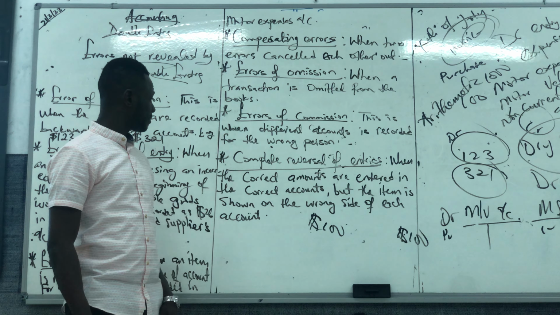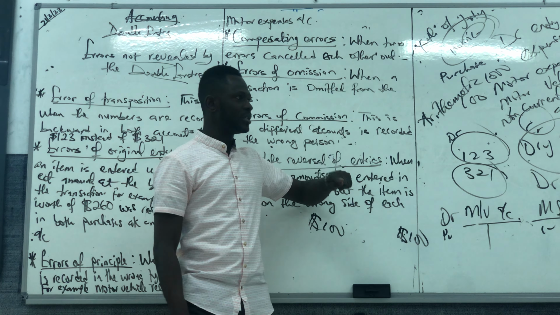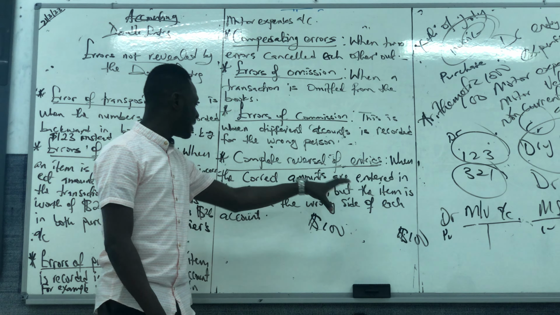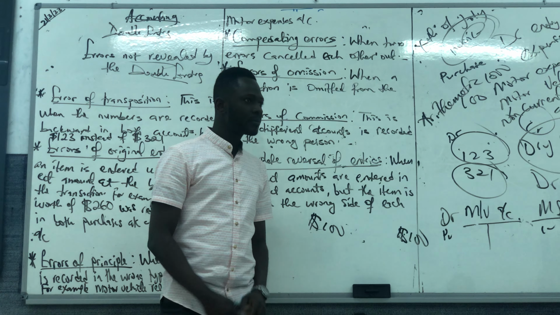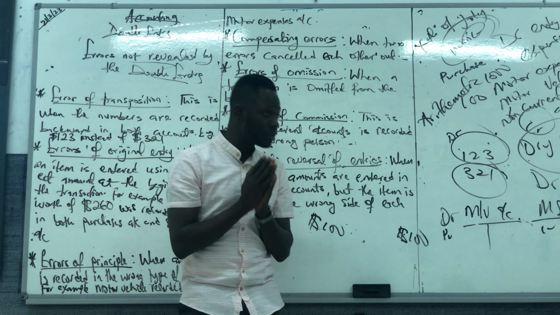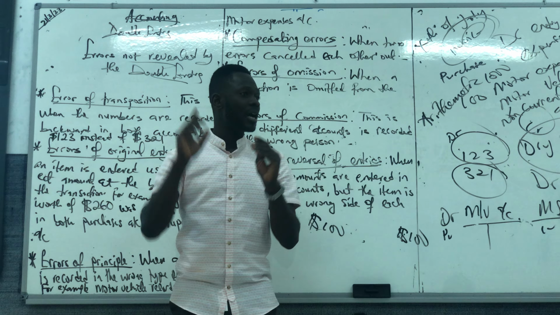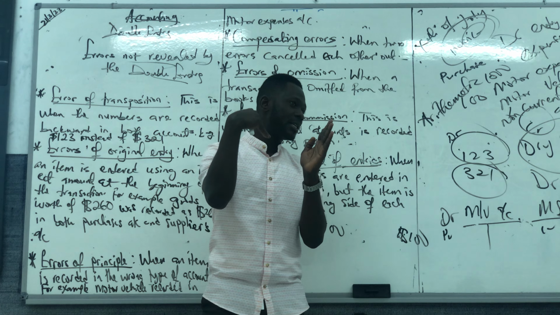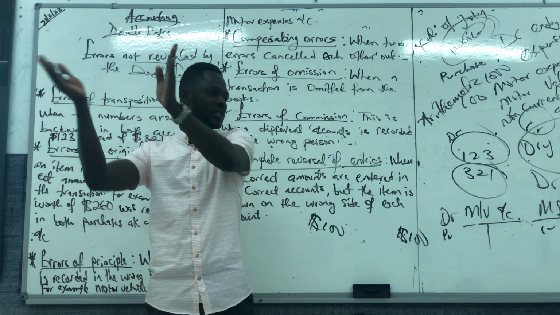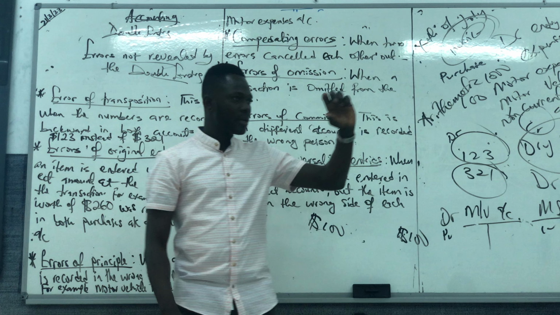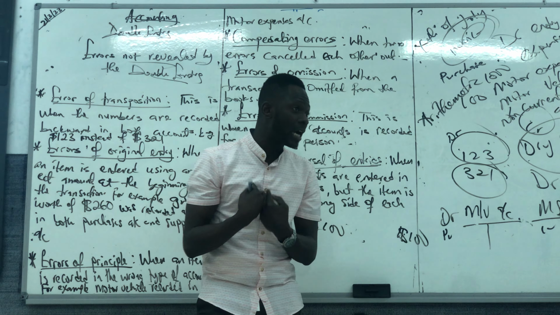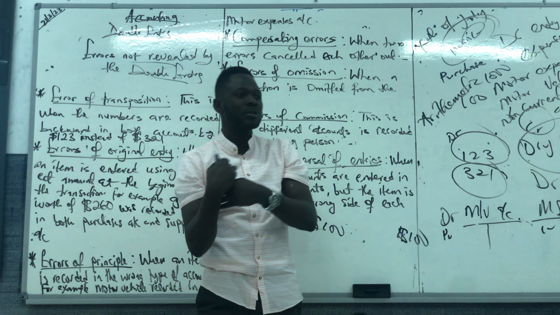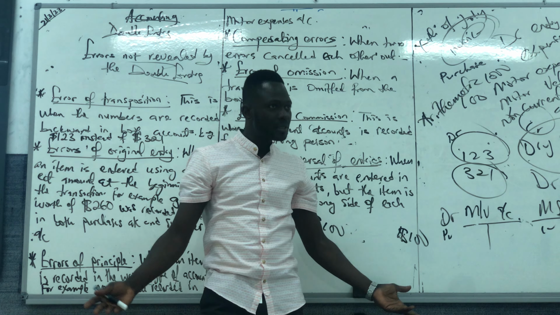And the last one, complete reversal of entries. What is complete reversal of entries? When the correct amounts are entered in the correct accounts, but the item is shown on the wrong side of each account. You recorded the correct amount, but on the wrong side. For purchases, it's 100. Instead of putting it on the debit side, you put it on the credit side. The one you are supposed to put in the out account, you put in the in account. Will this balance or not? Yes, it balances.